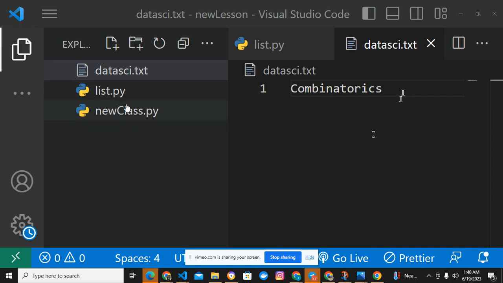So ignore these files there. These Python files, they are not for you.